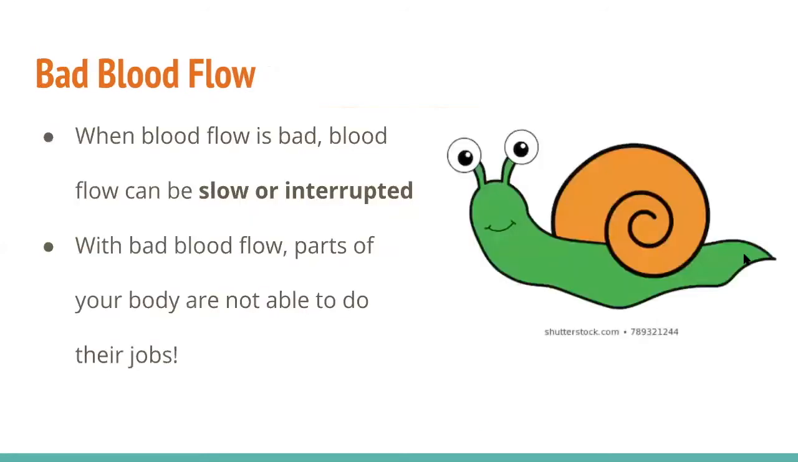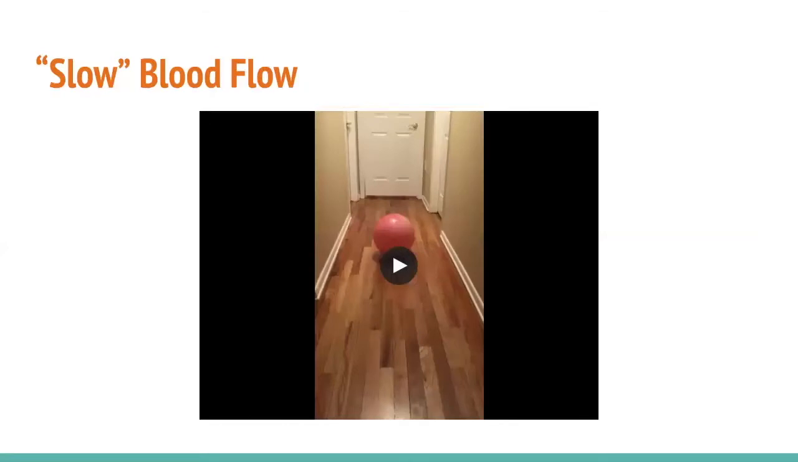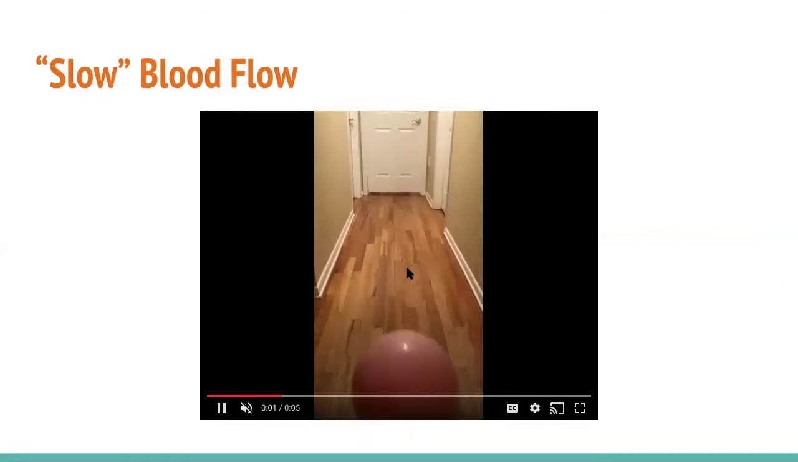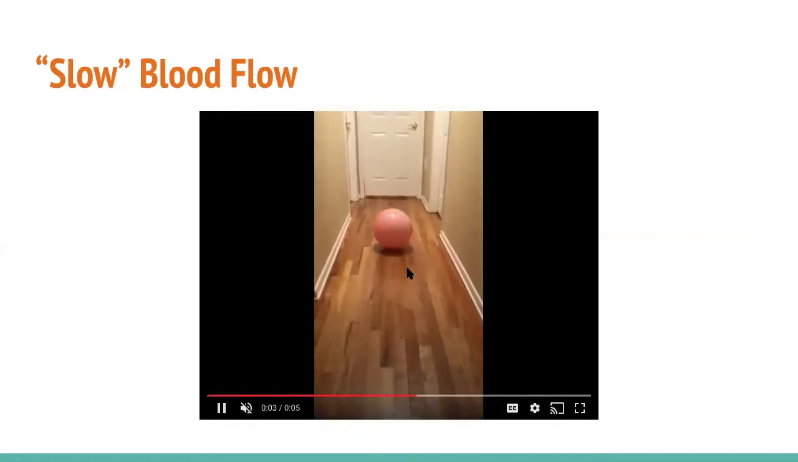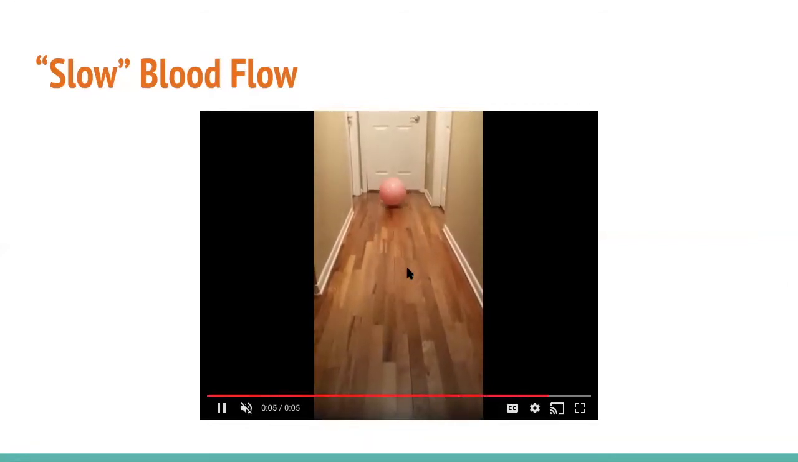Next, we're going to talk about bad blood flow. Bad blood flow is when blood is slow or interrupted in the small tubes in our bodies and doesn't get to where it needs to go. With this bad blood flow, parts of the body are not able to get the blood and are therefore not able to do their job. In this video, we'll demonstrate slow blood flow. Notice how in this video, the ball is rolling much slower than in the first one.